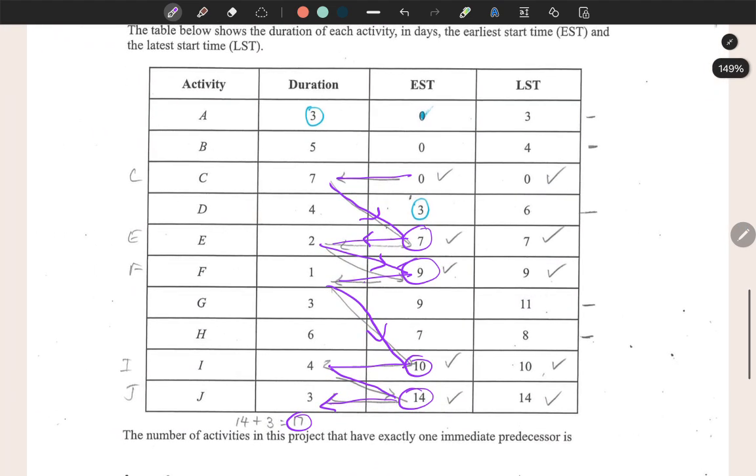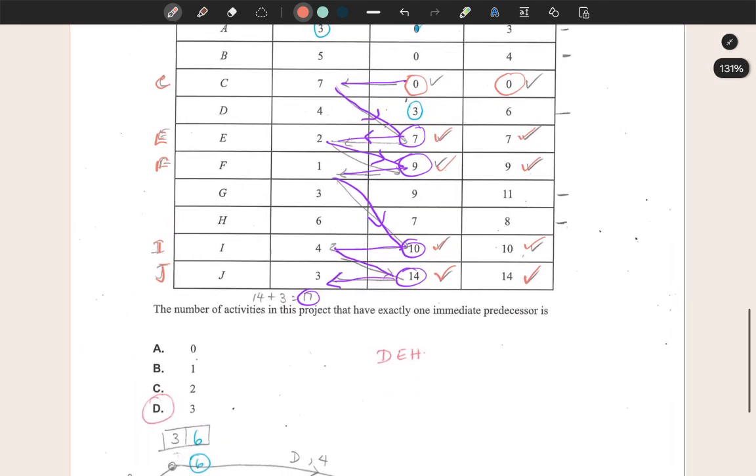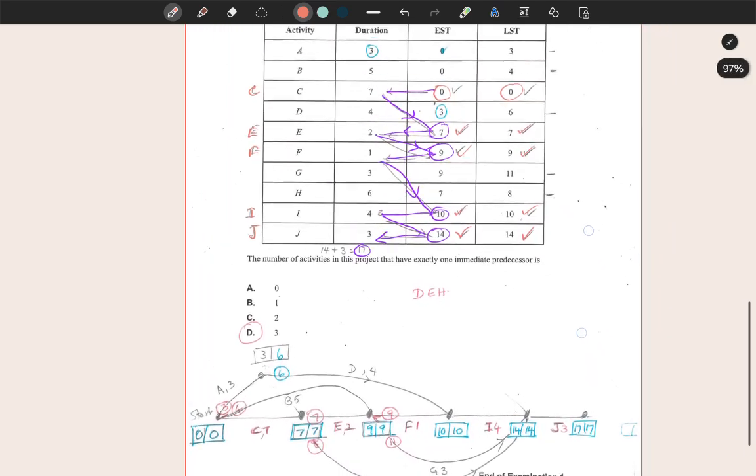So now let's check whether what we've done is correct, because for this particular activity C, earliest start time, latest start time are the same. For E, they are the same. For F, 9. For I, 10. And for J, 14. Now, just as I said previously in the previous question, you can draw a linear line representing this information.